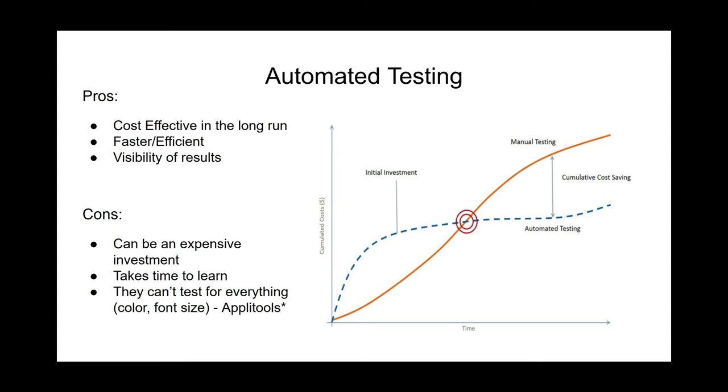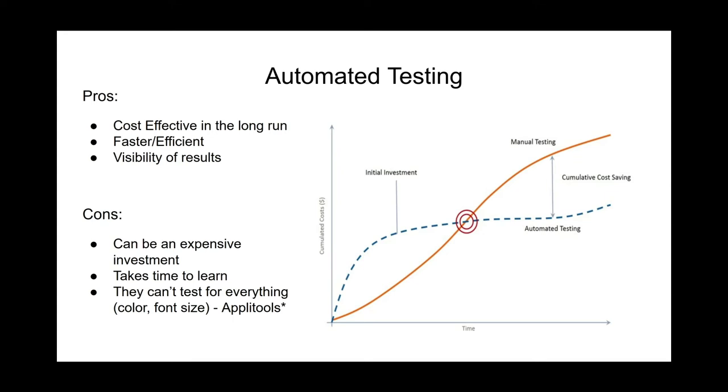So some of the pros of automated testing is that it's cost effective in the long run. It also is faster and efficient, and it also allows for you to have a report of the results that could be shared among your organization or to keep track of your results as well.